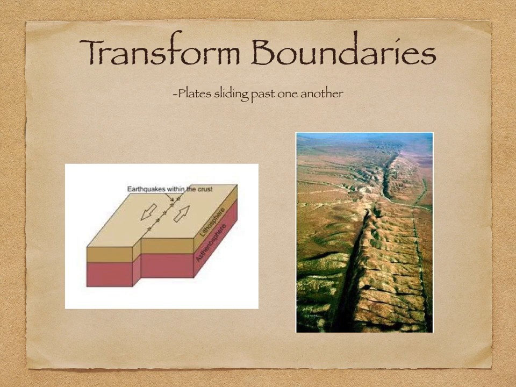Here is an illustration of a transform boundary, when plates slide past one another, causing a fault. If you look at the illustration to the left, on that fault line, this is where we can get earthquakes. One of the most famous faults is in California. It's called the San Andreas Fault.